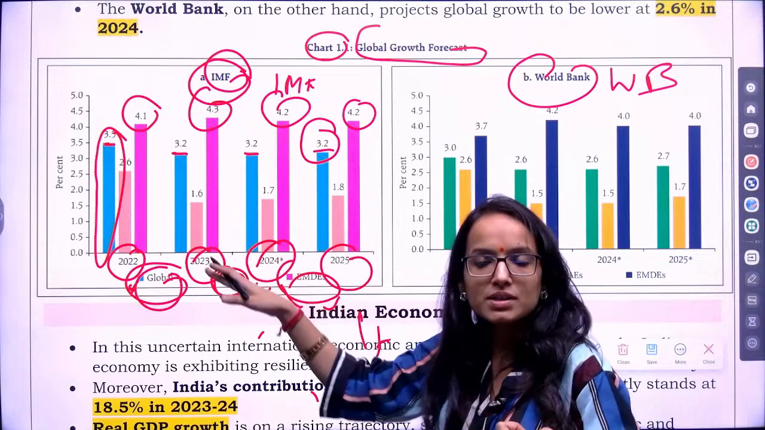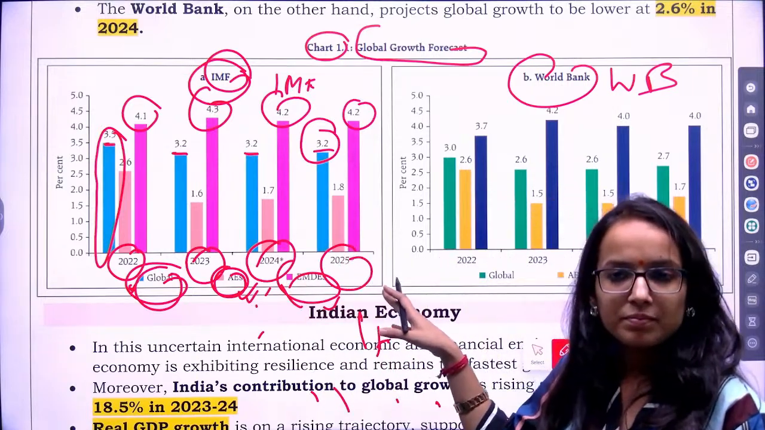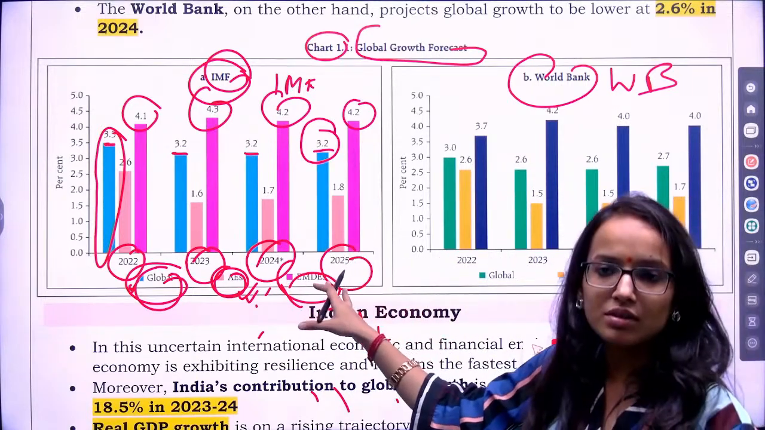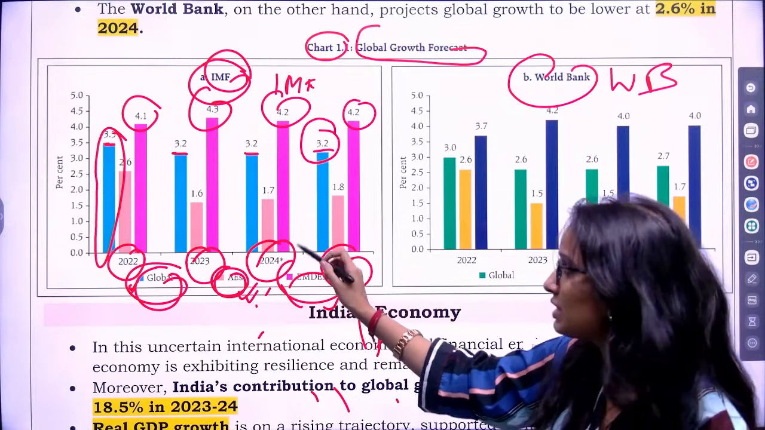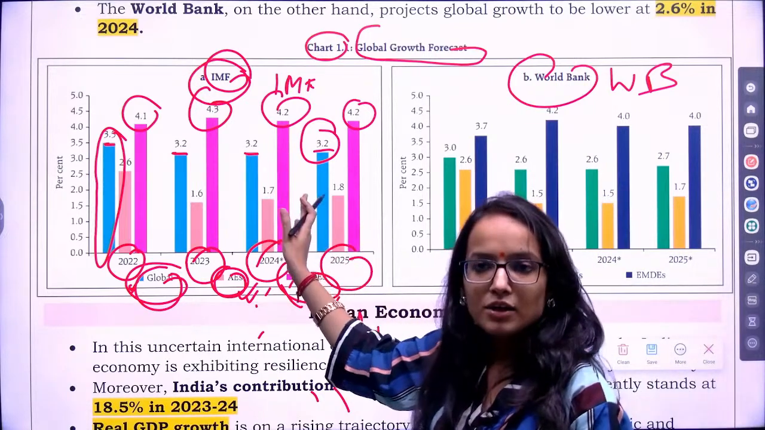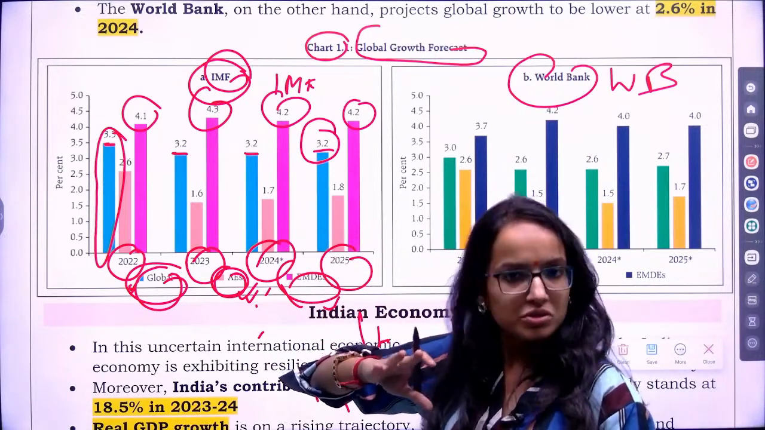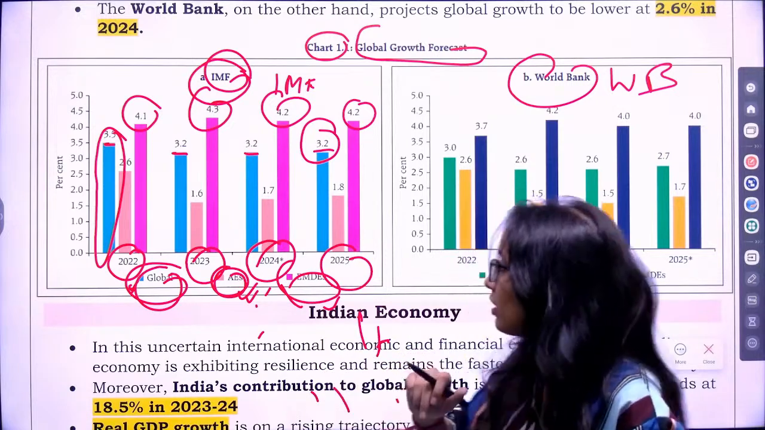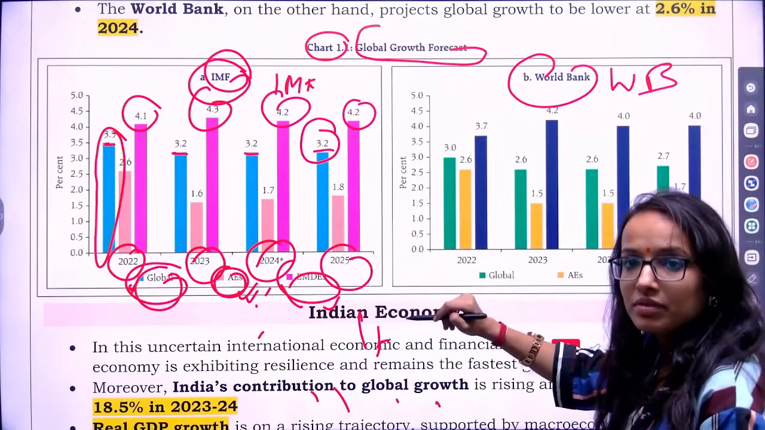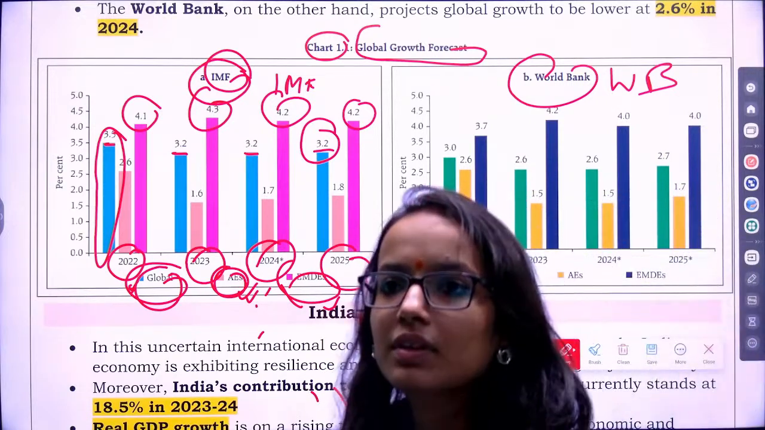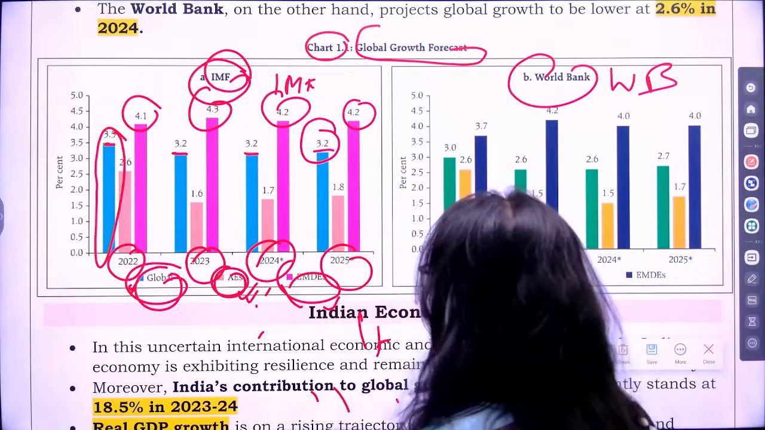Are you able to understand this graph, yes or no? Everyone, have you understood this graph? So this is the trend, stability. So it is a steady projection, right? Understood? Okay. So this is the projection by IMF. Yes, it is higher for EMDEs.